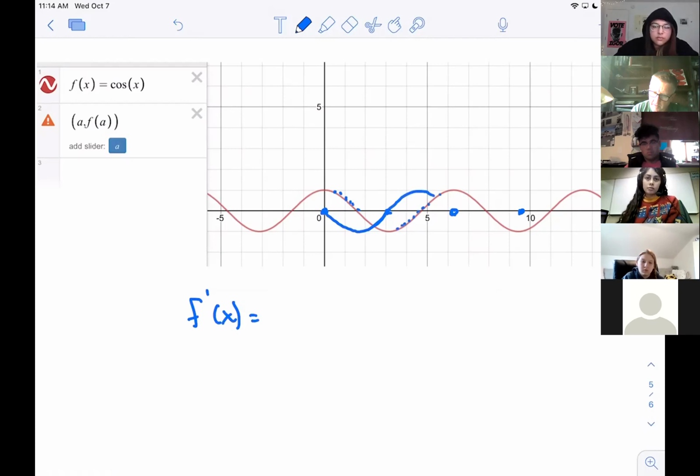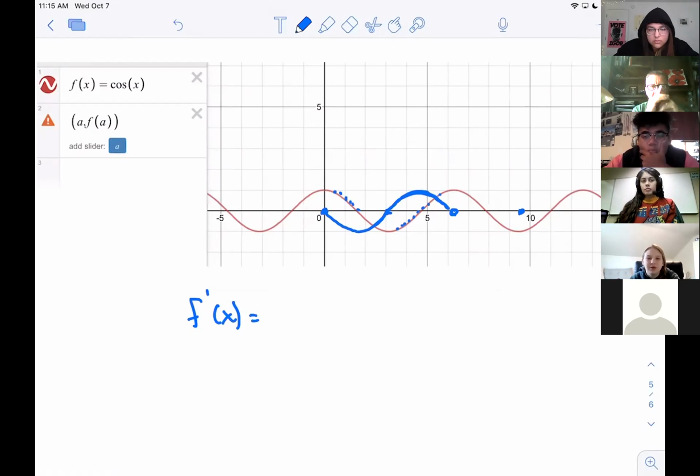And so, kind of like last time, I get a sine wave or a cosine wave or something. But what is that specifically? This isn't quite a sine wave though, right? Because a sine wave goes up first. So it's a negative sine wave.